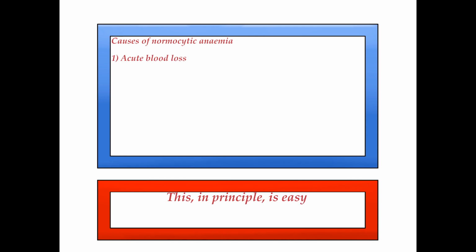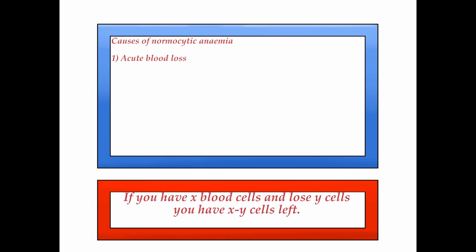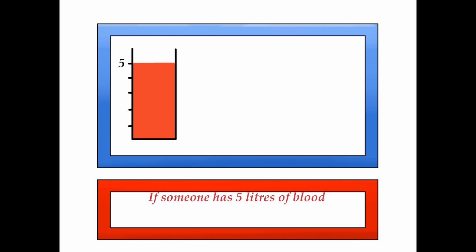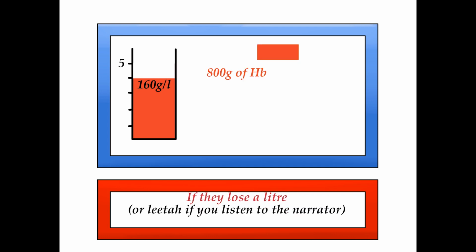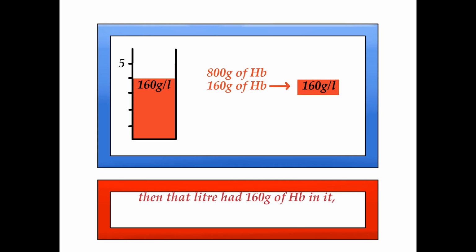Now, this is pretty easy. You have X number of blood cells floating around your system, you vomit up Y blood cells, you now have X minus Y cells. Unfortunately, it's not that easy to spot in an uncontrolled bleed. For example, the average patient has about 5 litres of blood, or he does if you want to make the maths easy. So if this person's haemoglobin concentration is 160 grams per litre, 5 litres is 800 grams of haemoglobin. If you lose a litre, that litre has 160 grams of haemoglobin in it, leaving 640 grams behind.